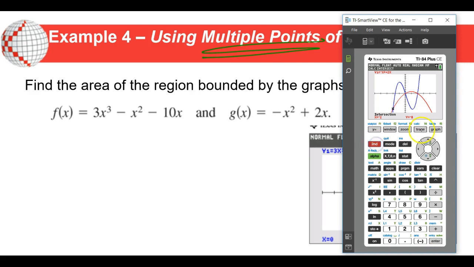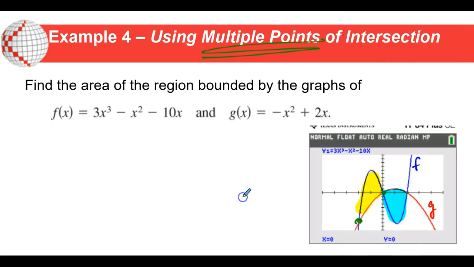I'll repeat that again. Second, calculate number 5. Just identify the two functions. I'll choose the blue, I'll choose the red, and my guess is 2. So I'll just hit 2 and it takes me there. Yep. So now I know that I'm going to be integrating from -2 to 0.